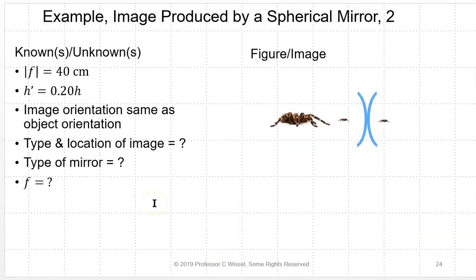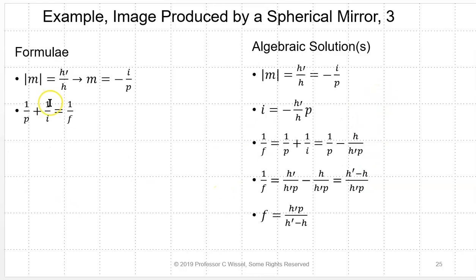So then we write down everything we know. We know the focal length is 40 centimeters. We're going to have to put a negative sign in front of that. We know that the image height is 20% of the height of the object. The image orientation is the same as the object. We need to know the type and location of the image, type of mirror, and what's the focal length. And of course, we drew this because we didn't know which type of mirror it is. Is it concave or convex? And here's the tarantula.